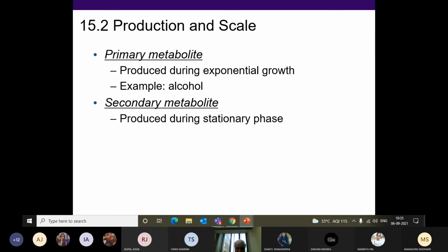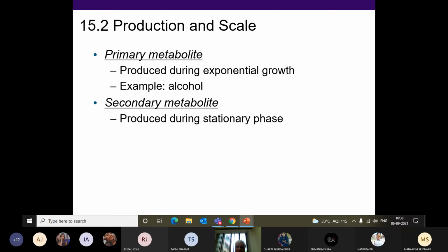So when the organism, as soon as it starts multiplying, and it is multiplying at a great speed, that's an exponential growth phase. And that is the time the organism produces the primary metabolite. One example of a primary metabolite is alcohol. Not because they want to drink and get drunk, but if you know the TCA cycle and multiple cycles, which are energy production and multiple other amino acids and other biochemical pathways, then alcohol is a very important aspect there. And the secondary metabolites are produced during the stationary phase.